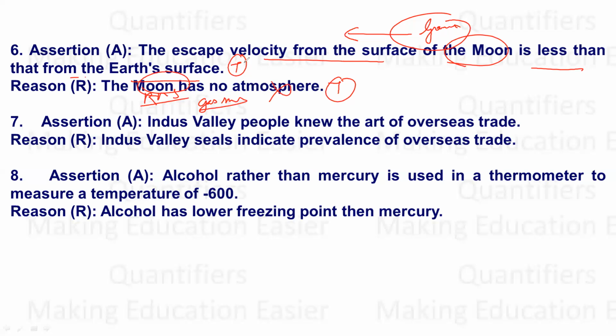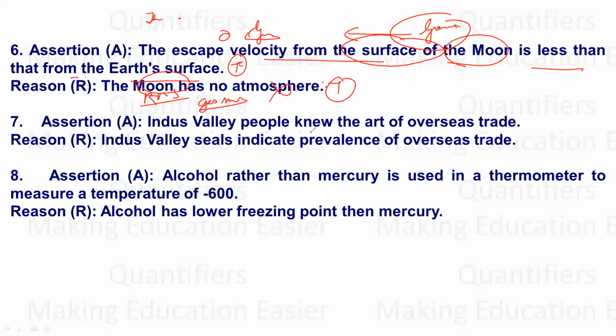So here A is true, R is true, but R is not the correct explanation of A. Rather, it should be vice versa. Okay, so the moon has no atmosphere. The reason is that the escape velocity from the surface of the moon is less than that of the Earth's surface, and since the root mean square velocity of all the gas molecules is more than the escape velocity of the moon surface, the molecules of gas escape from the surface of the moon. Okay, so that is the case. A little bit of your knowledge about the subject area comes into the picture here.